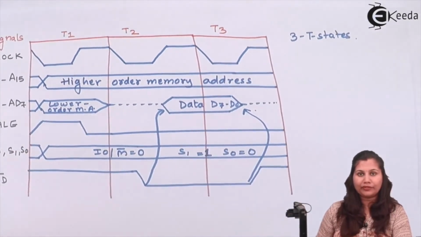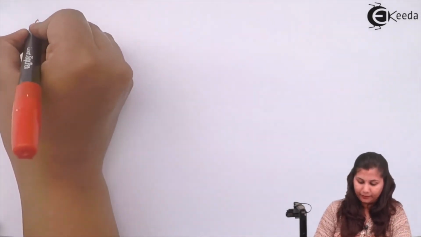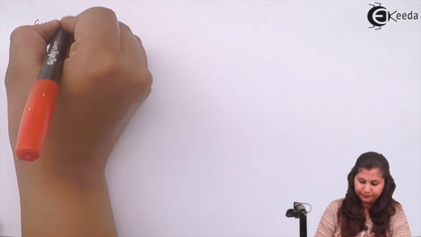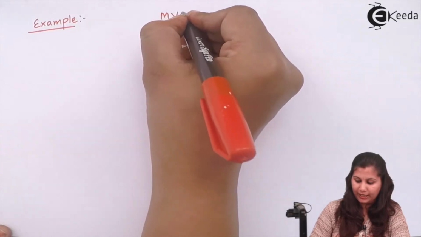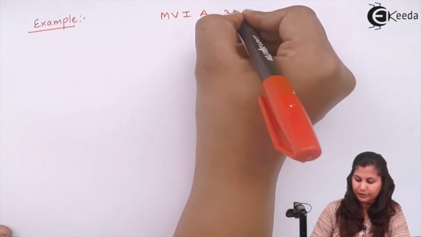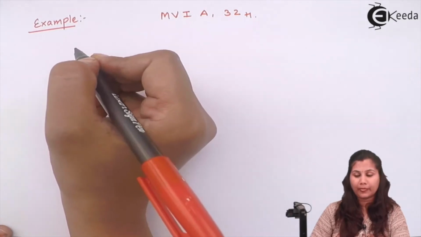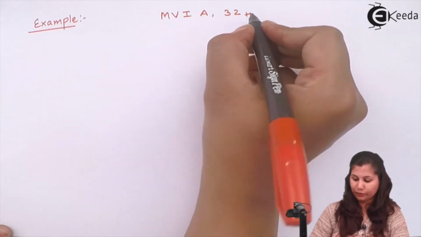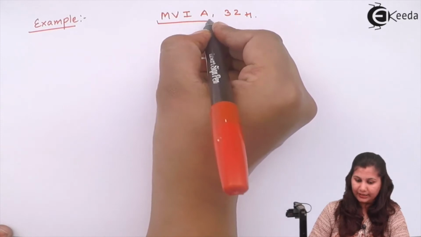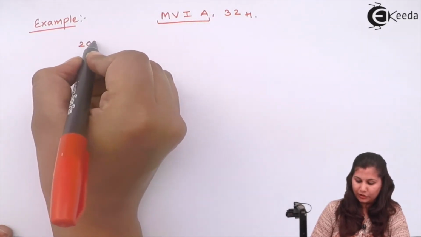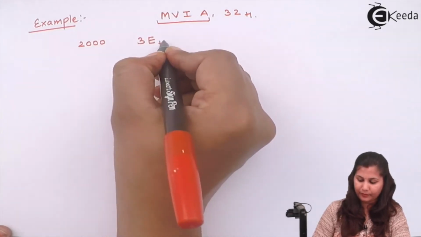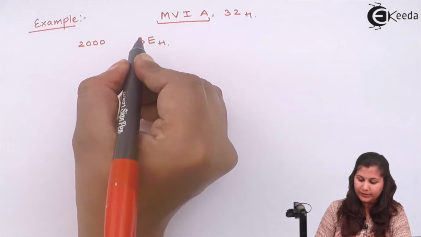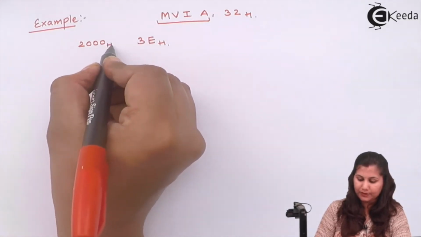Let's take an example of an instruction so that you can clearly understand it. We have the instruction MVI A, 32H. H again means the hexadecimal notation. This MVI A instruction has the opcode 3E, and this opcode is written at the memory location 2000.